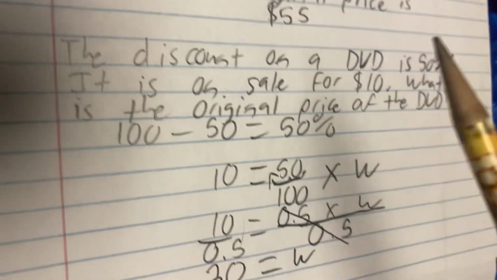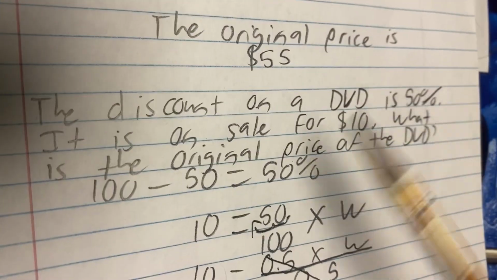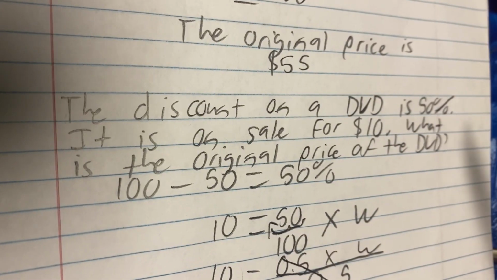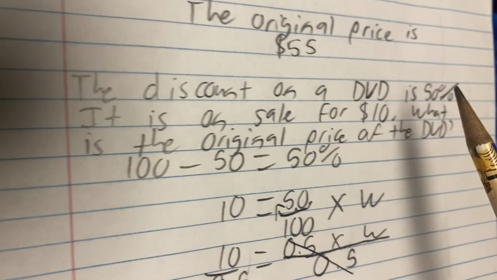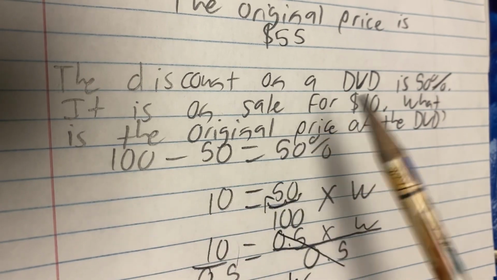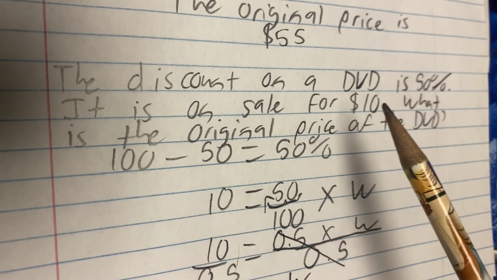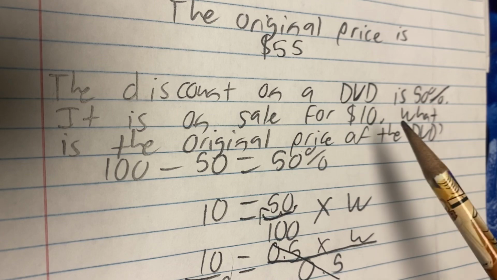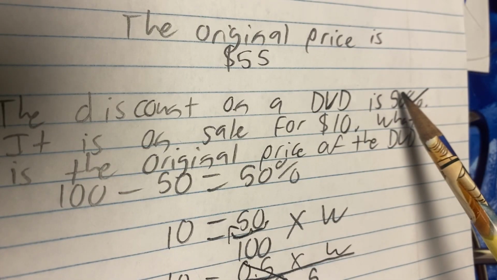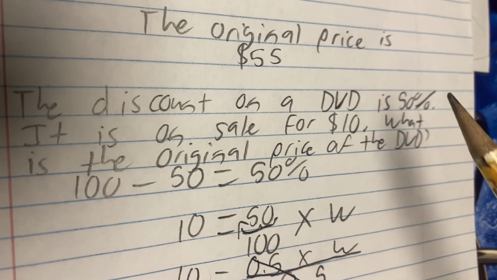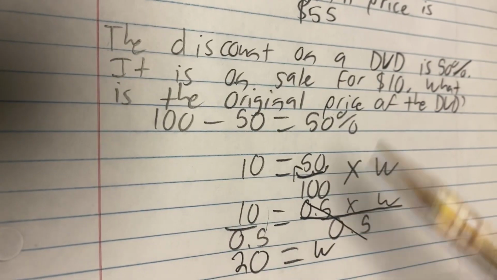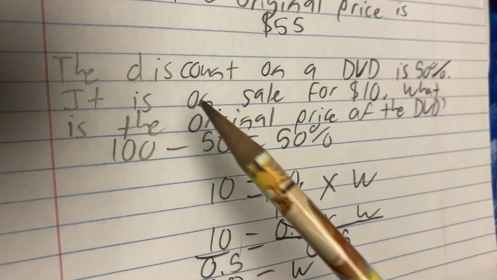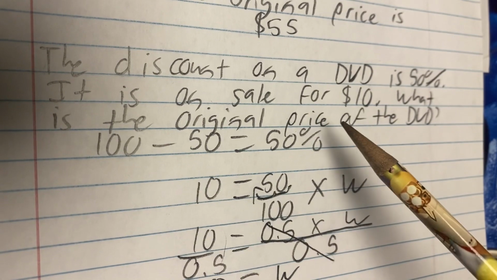And it makes sense because, honestly, you didn't really even have to do this. You could have just looked at it and kind of guessed. The discount on a DVD is 50%. It is on sale for $10. So that means if it's on sale for $10 and it was a 50% sale, you would just have to double this amount and the original price would be 20. So the discount on the DVD is 50%. It is on sale for $10. What is the original price of the DVD?